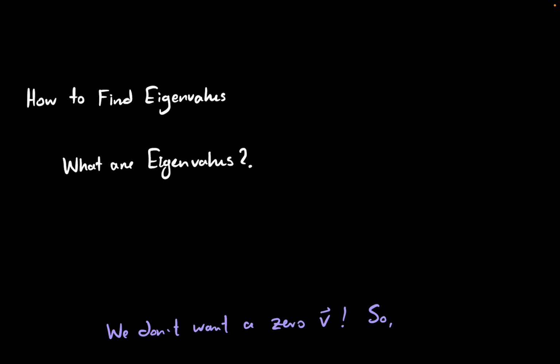Today we're going to be learning about finding eigenvalues. Now, a good place to start would be, what are eigenvalues? So we can say, let's say we have a matrix A, and this matrix will be a transformation matrix. So we've got a transformation matrix.